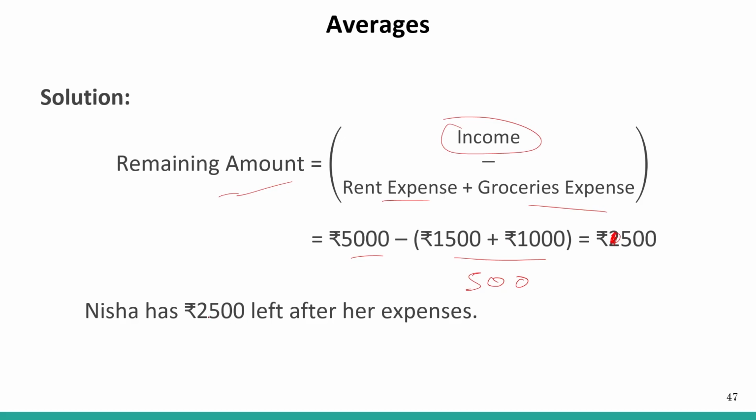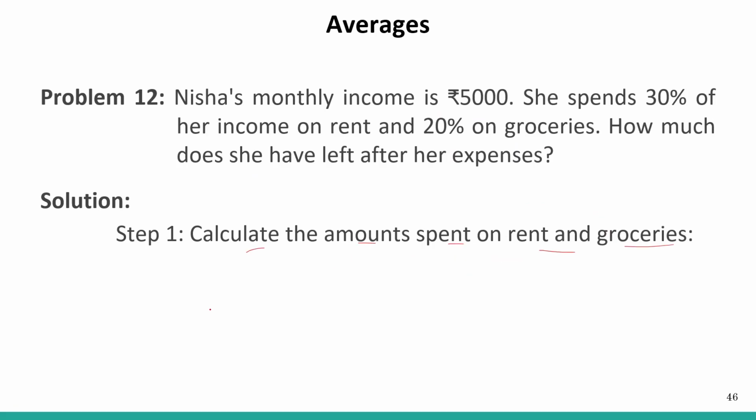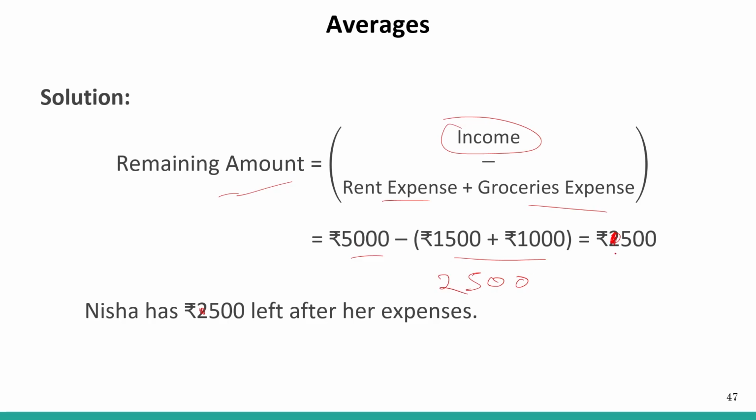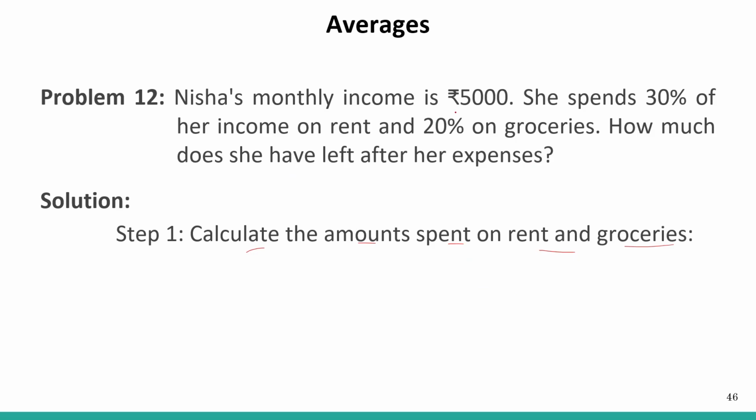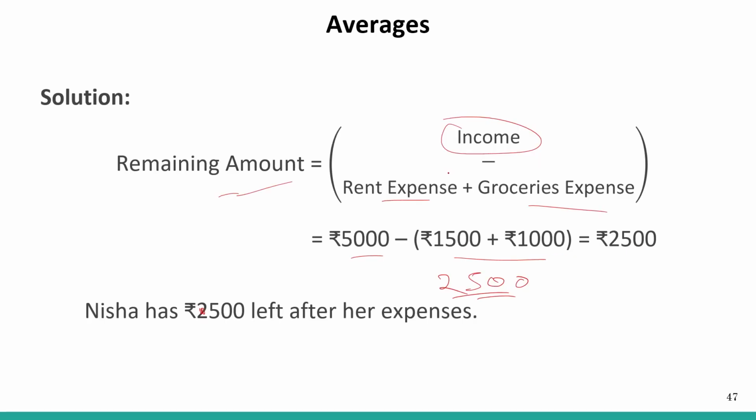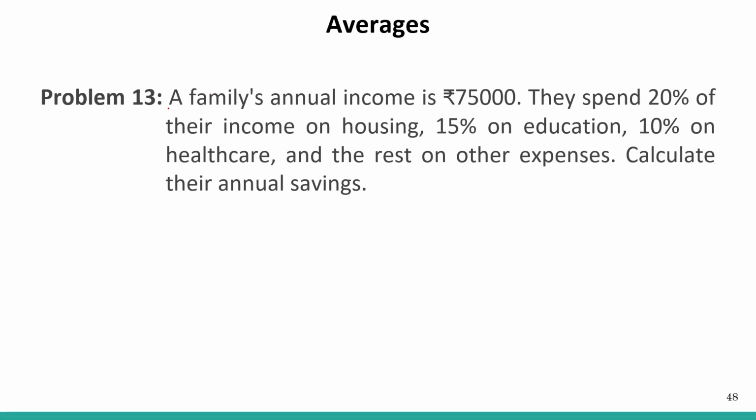Okay. So Nisha has, okay, this is 2500, right? 2500 remaining. Okay. Her monthly income is 5000 and 50% is spent on expenditure, monthly expenditure. So the remaining amount will be 2500 after all her expenses. So let's see problem number 13.